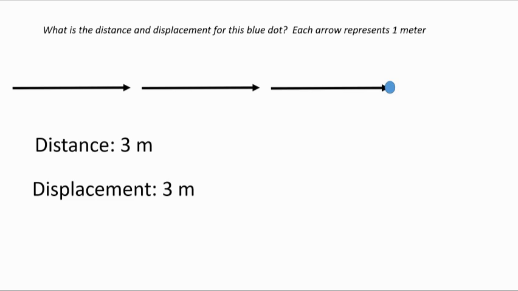Distance is 3 meters because in total, the blue dot has moved from one end of the arrow to the next 3 times. The displacement is 3 meters because right now the blue dot is 3 meters away from where it started. If you took a measuring tape and started where the blue dot started out and ended up where it finished, you get 3 meters. We really don't care for displacement how the blue dot got there, just that it is there now. Now, these two numbers here are identical, but they won't always be.